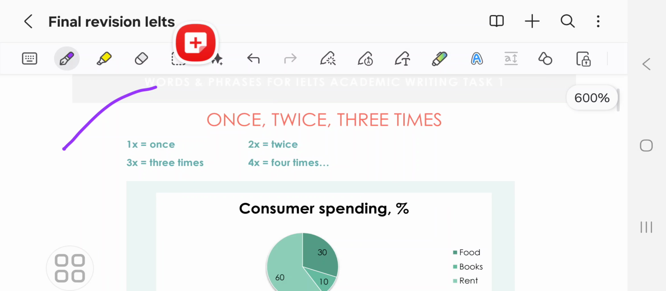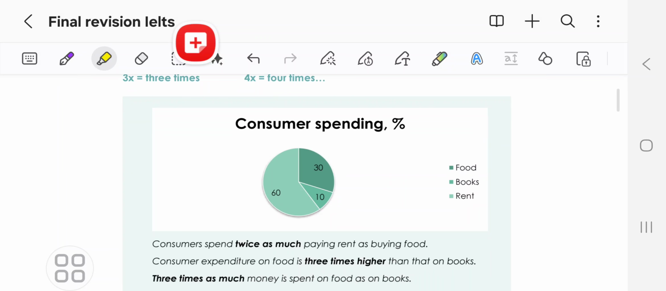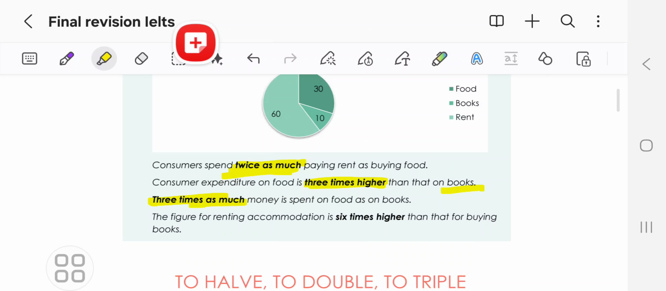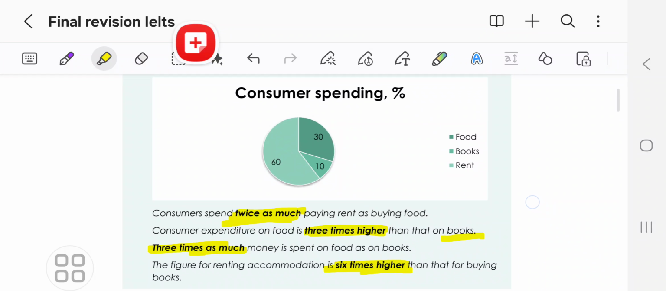Now here you're coming to once, twice, thrice. This is very simple. You can clearly say consumers spent twice as much on paying the rent as on buying food. Consumer expenditure on food is three times higher than that on books. Three times as much money was spent on food as on books. The figure for renting accommodation is six times higher than that of buying books. So that's how you can clearly see this here.